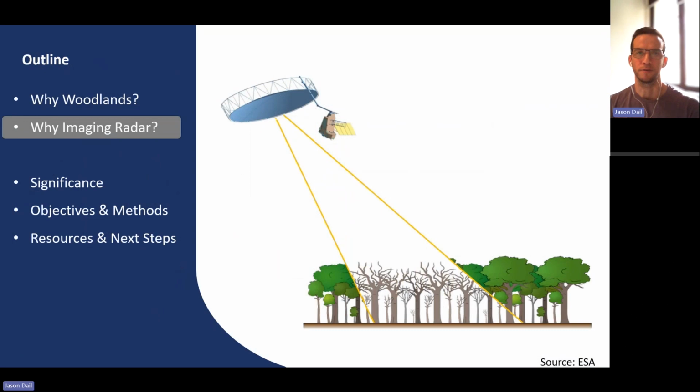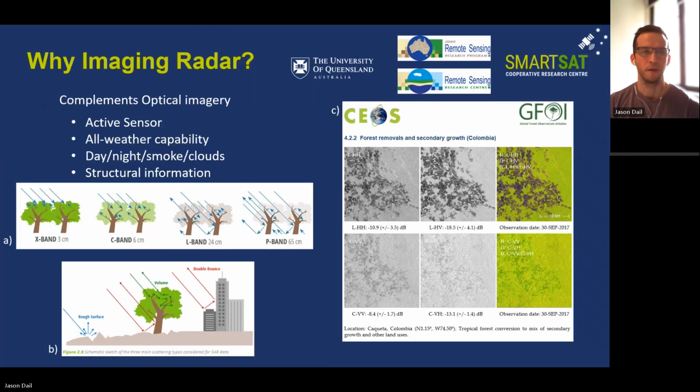And why imaging radar? So this is an artist's depiction of the Biomass satellite, which will hopefully be launched sometime in the near future. It will be the first P-band satellite ever launched. So why imaging radar? Imaging radar is an active sensor. It complements optical imagery by providing almost all-weather capability. It has the ability to see through smoke, clouds, and at night, and provides structural information.